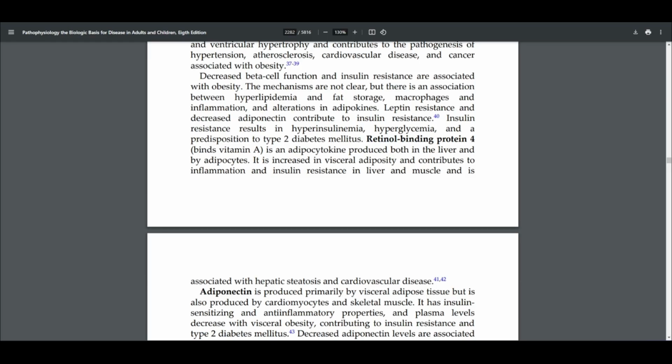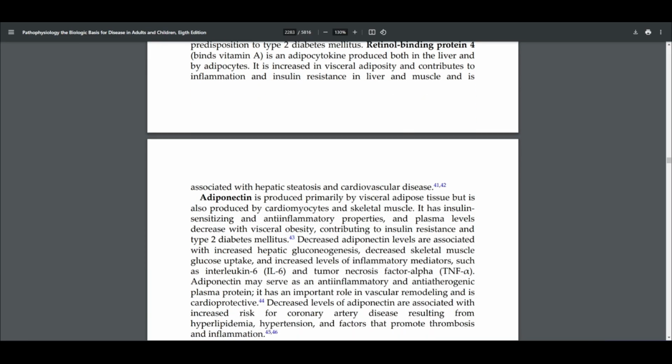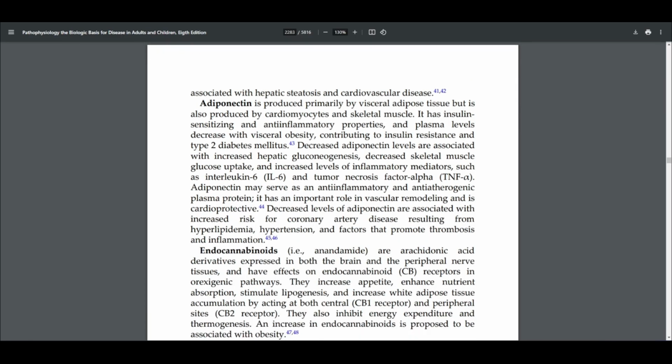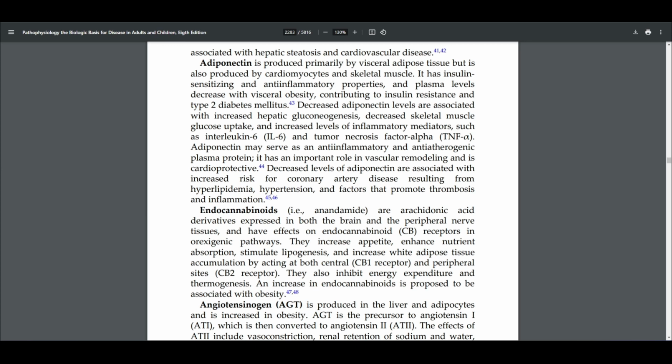Retinol-binding protein 4 binds vitamin A, and is an adipocytokine produced both in the liver and by adipocytes. It is increased in visceral adiposity and contributes to the inflammation and insulin resistance in the liver and muscle, and is associated with hepatic steatosis and cardiovascular disease.